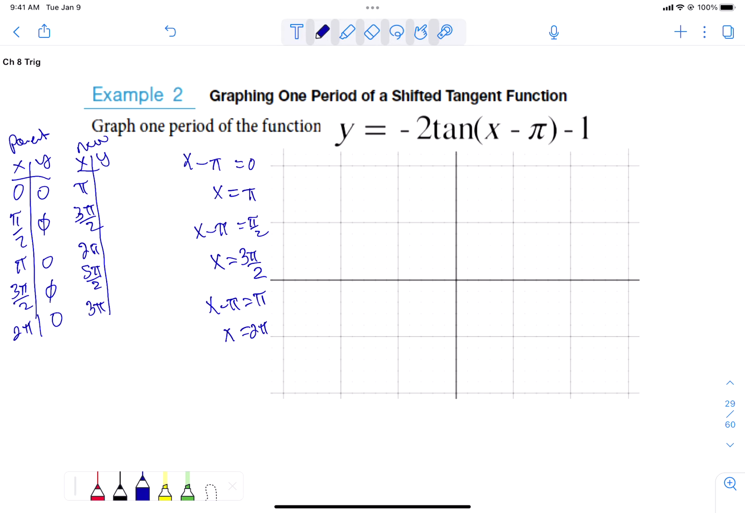So those are our new 5 x's. So this changes our x's. These change our y's. Well, the 0 asymptote is kind of there. If I take negative 2 times 0, it's still 0. But when I minus 1, it will change it. So all the zeros turn into negative 1s. The asymptotes are still asymptotes. All the zeros turn into negative 1s because we're going to subtract 1 from the 0, because negative 2 times 0 is 0, minus 1 is minus 1.